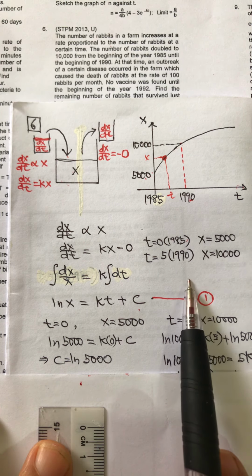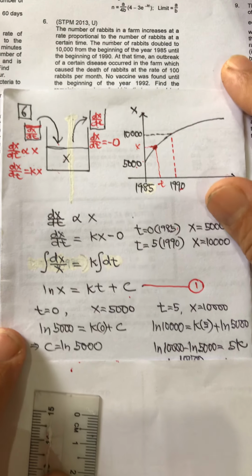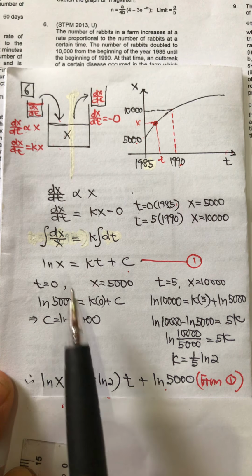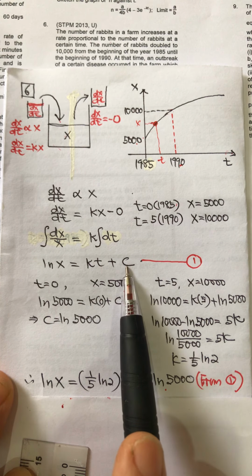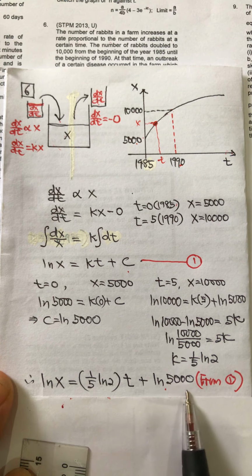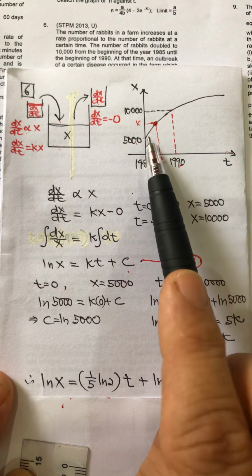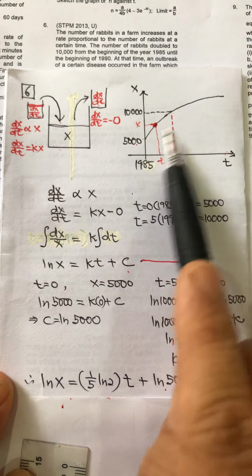And then I substitute the second one, t equal to 5, where x equals 10,000, and I get my k here. So I have got my k. This is what we can do for the first part. Then this will be our equation now. After we have got this general solution, this is the particular solution. That means this equation is only true for this particular case.